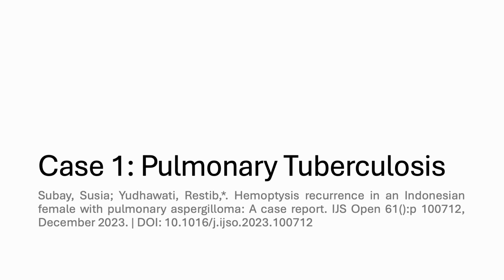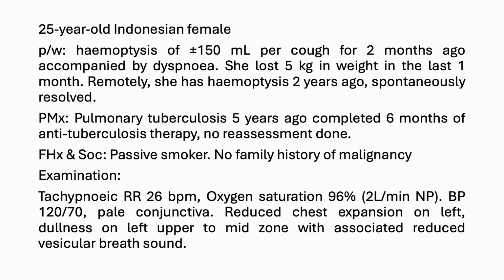Case 1 will be pulmonary tuberculosis. This is a case published by Subay et al. The author described a 25-year-old Indonesian lady who presented with a 2-month history of haemoptysis productive of 150 ml of blood per cough with dyspnea.